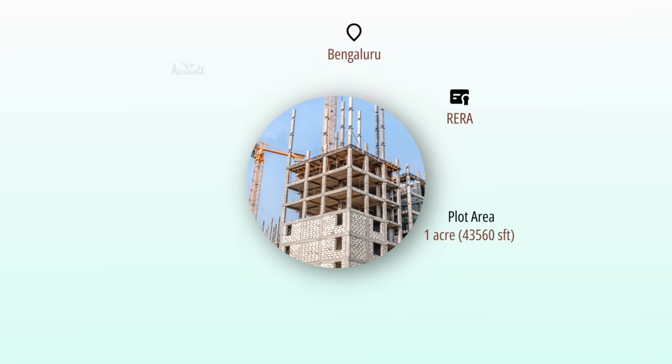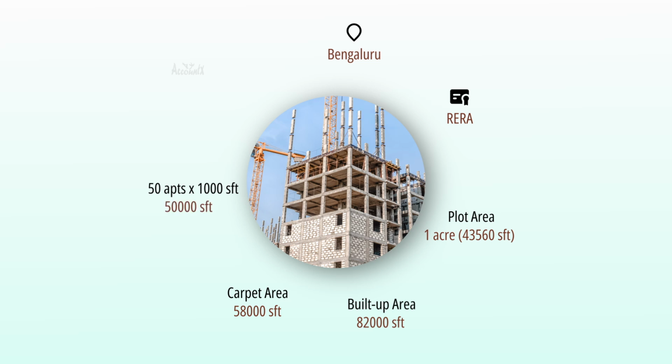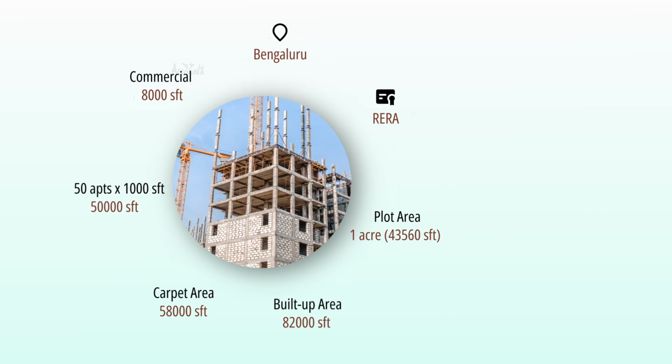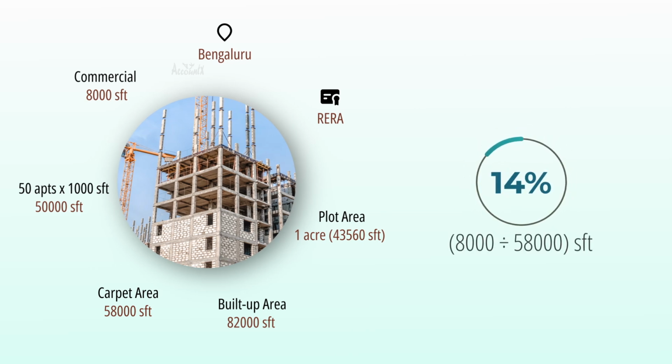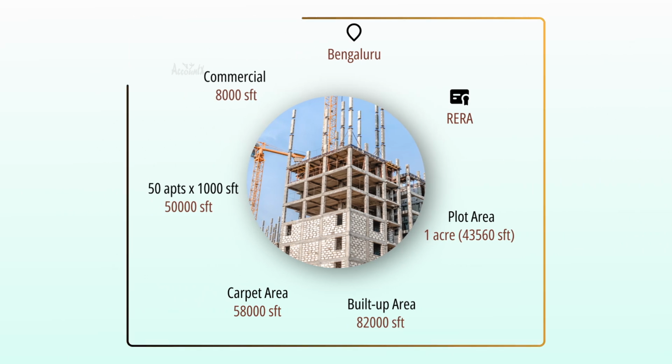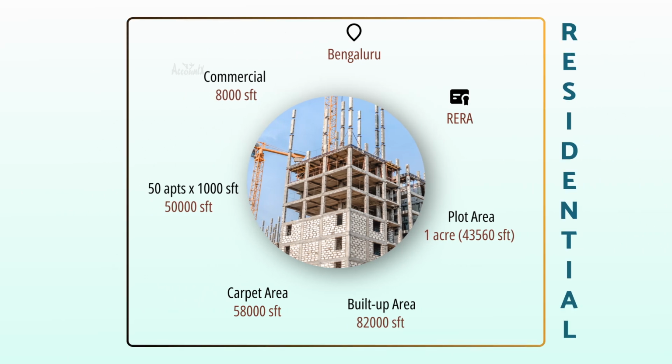Plot area 1 acre, built up area 82k square feet, carpet area 58k square feet. For ease of understanding, let's say you're gonna build 50 apartments of 1000 square feet each, 50k square feet, and remaining 8k square feet would be commercial space. Now this commercial space as a proportion of total carpet area would be about 14%, which is within the threshold.